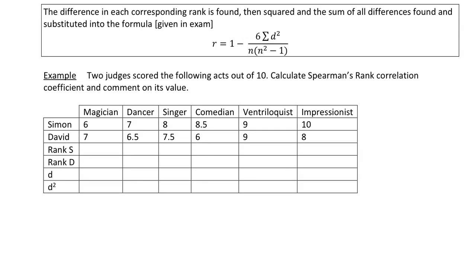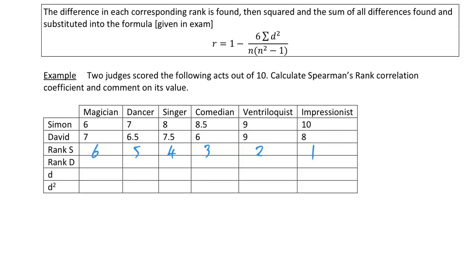Okay, first thing we're going to do is, it says 2 judges score the following acts out of 10. Calculate Spearman's rank correlation coefficient and comment on its value. Okay, we've got magician, dancer, singer, comedian, ventriloquist, impressionist, and we've got Simon's score and David's score, and I'm going to rank in descending order. So the one that has got the best score, the highest score, they're going to be ranked 1. So for Simon, he's given the impressionist 10 out of 10. So that's ranked first. Then second for the ventriloquist, third for the comedian, fourth for the singer, fifth for the dancer, and sixth for the magician.